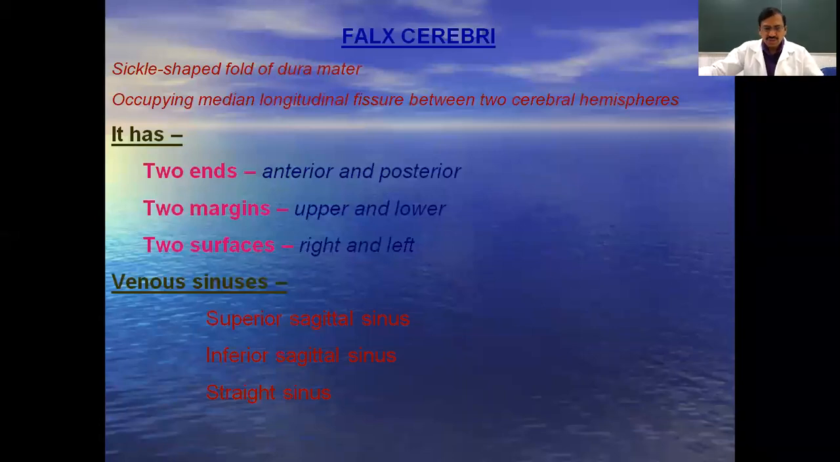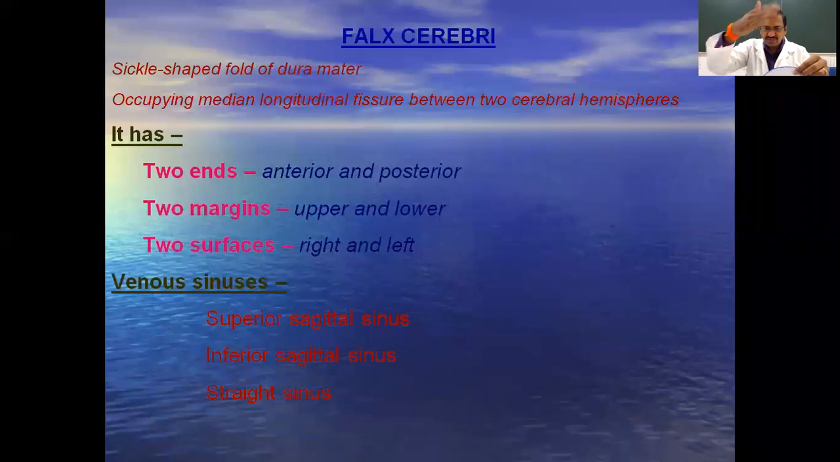Here, it provides accommodation to the dural venous sinuses. You see the blue line along the superior border. It represents the superior sagittal sinus. And in the lower part, you can also see another sinus, a blue line. It represents the inferior sagittal sinus.